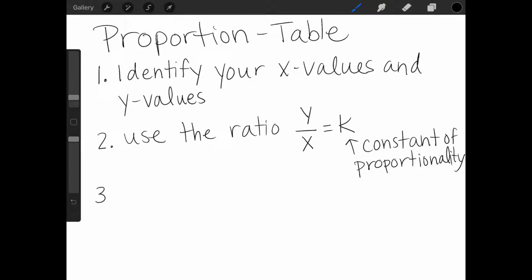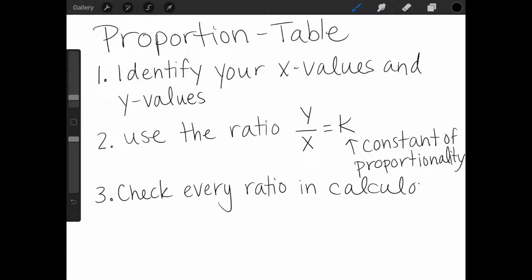All right, step three. Check every ratio in calculator. There may come times where you don't have a calculator, so you have to simplify the fraction into lowest terms to compare. But if you do have a calculator, which I do, I am going to just divide them out.